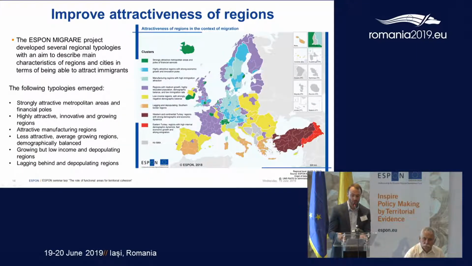Another option is to work on attractiveness, and we had a project called the ESPON Migrare project, which is still ongoing, which developed a typology of regions in terms of attractiveness. They synthesized many indicators to come up with a typology, and this is basically a way to say that there are different factors influencing attractiveness, and regions can look at which factors are more pronounced and which are not, and then come up with appropriate measures.